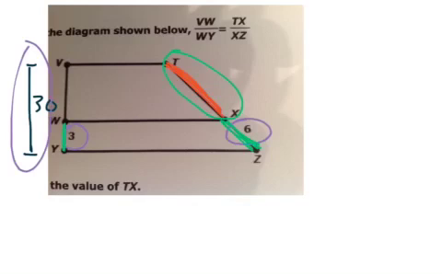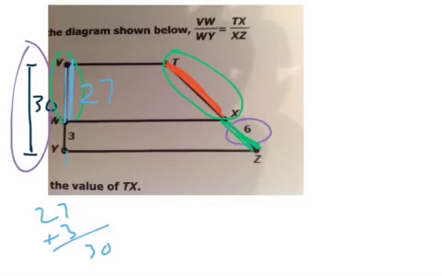What does the Tx go with? It goes with the VW on this side, doesn't it? Can we figure out what VW is? Well, again, follow this time with light blue. We know that the whole side is 30. We know that that little piece right there is 3. So isn't the missing VW 27? Because after all, 27 plus 3 is 30. Yeah, we call that segment addition, right? 27 and 3 is 30.